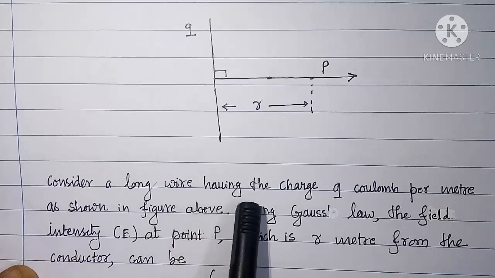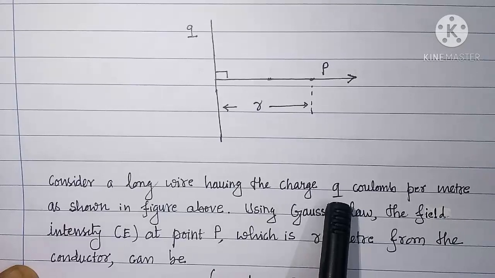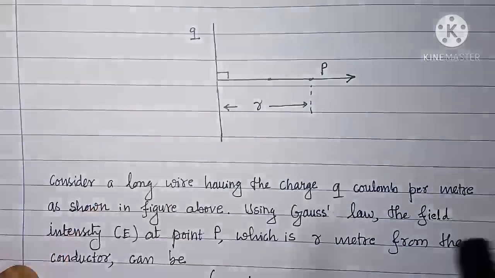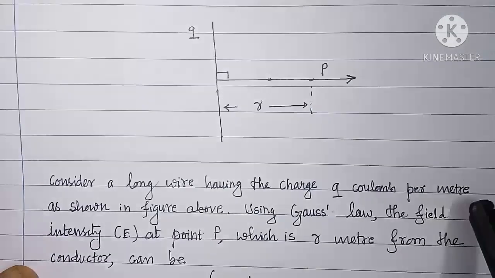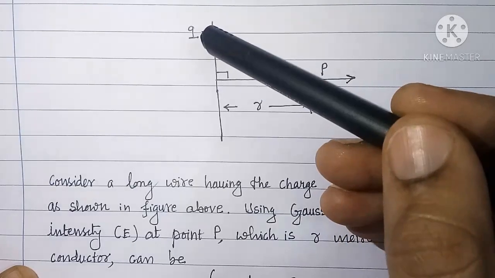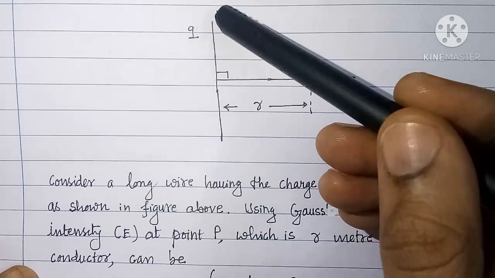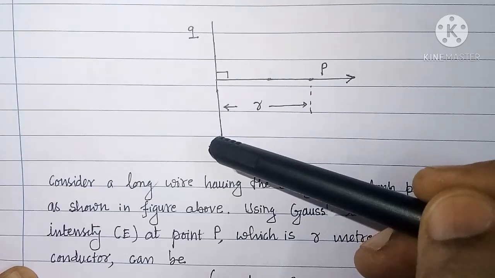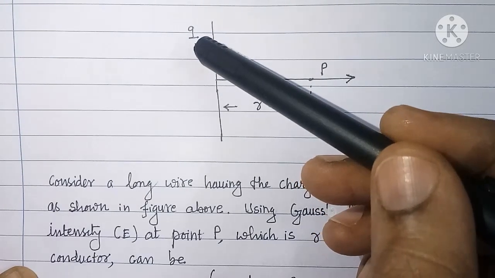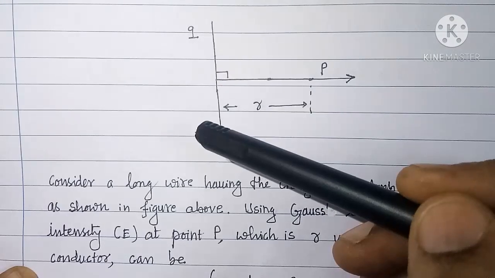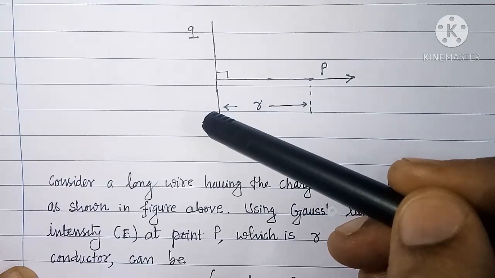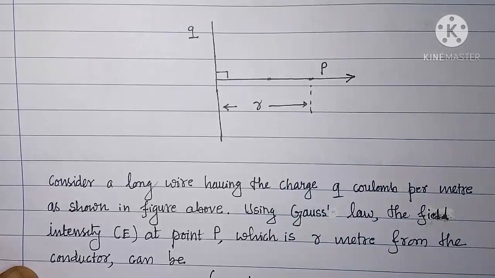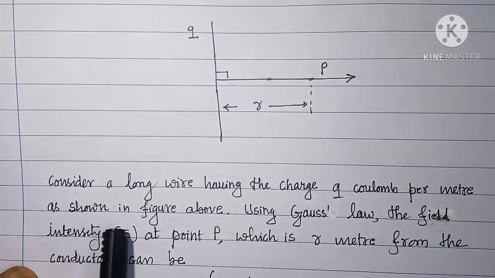Consider a long wire having the charge q coulomb per meter. That means this charge q is per unit length of this conductor. If conductor is of 1 meter length, then on it there is q coulomb of charge. If conductor is of 2 meter length, then there will be 2q coulomb of charge on it, and so on, as shown in figure above.